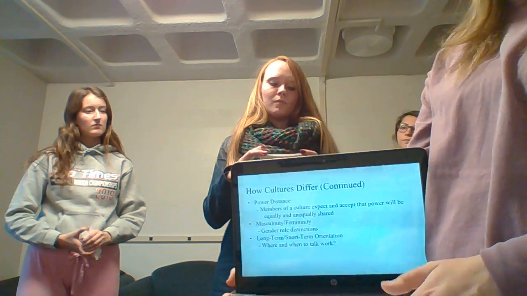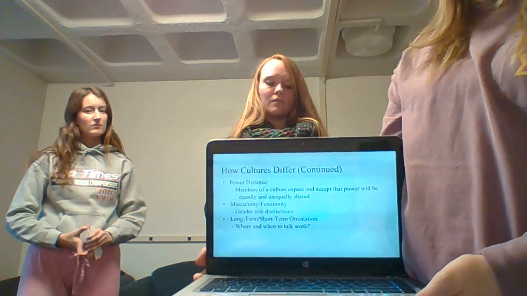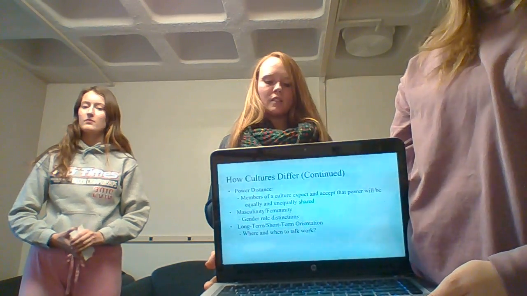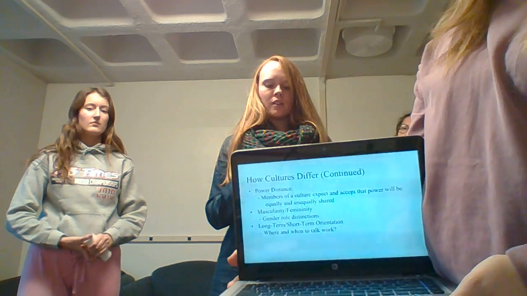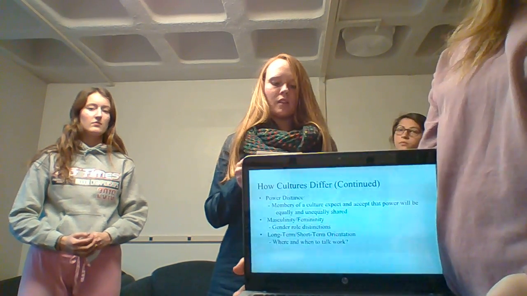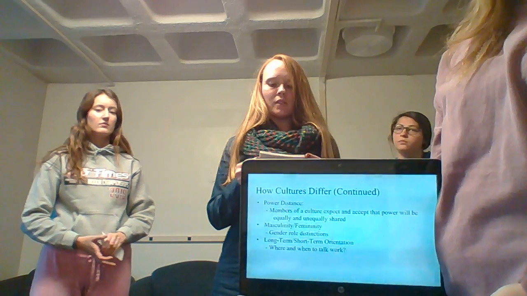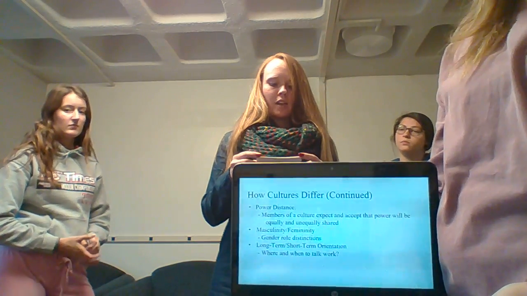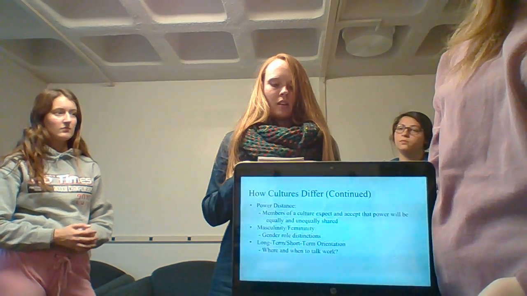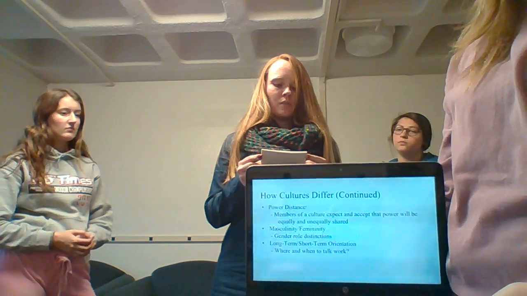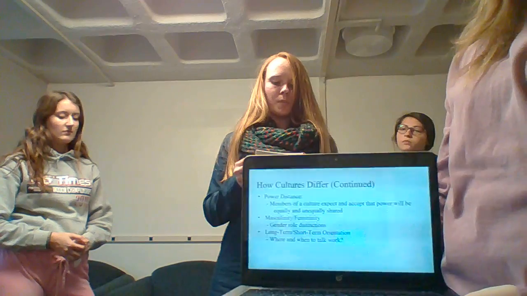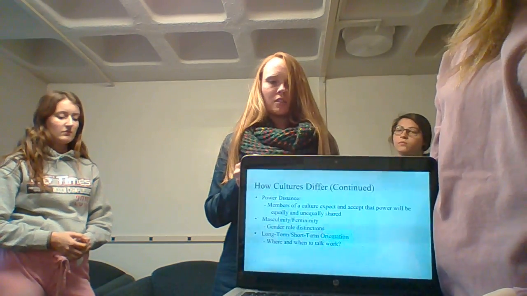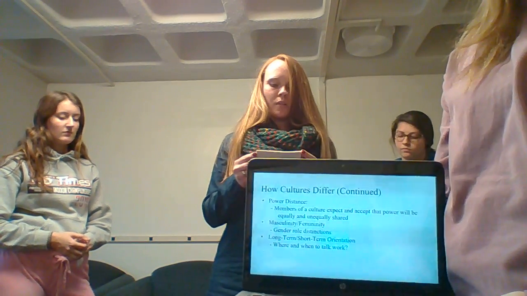The fifth way that a culture can communicate differently is in power distance. Power distance is how members of a culture expect and accept that power will be equally and unequally distributed. There are two types, high and low. In high power distance cultures, they view unequal power distribution as normal, but in low power distance cultures, they view power to be more equally distributed.